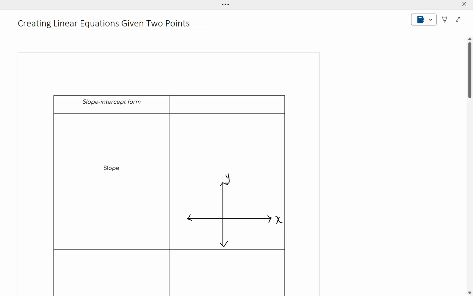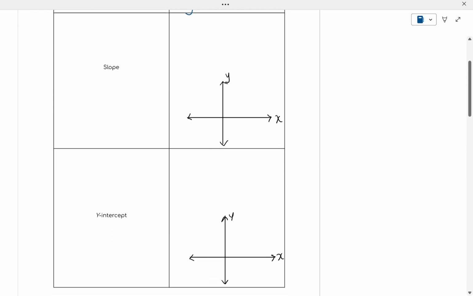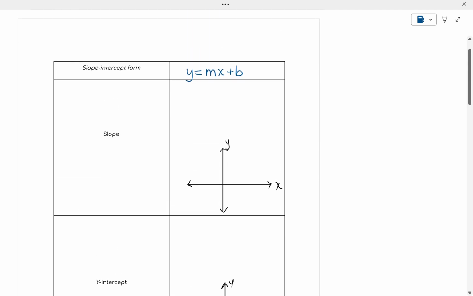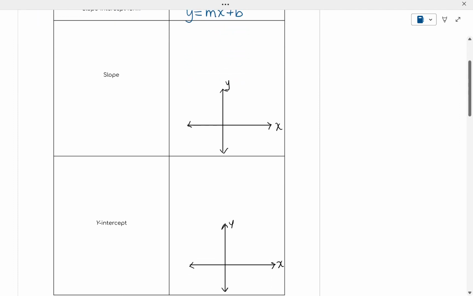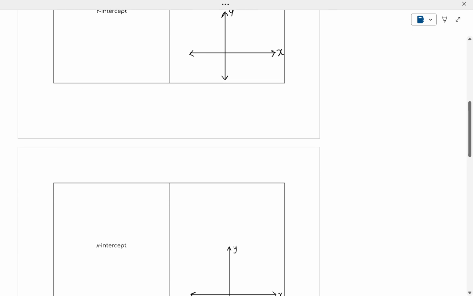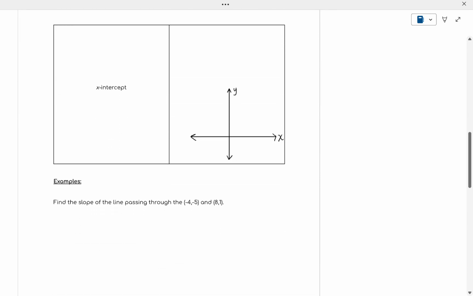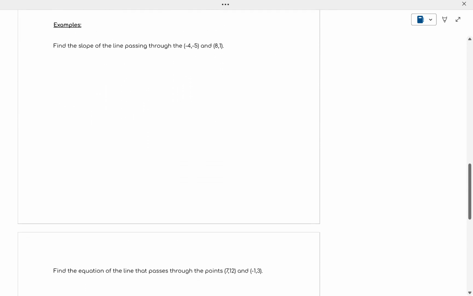Hey everyone, so in this video we're going to go over how to create linear equations given 2 points. So remember that the slope-intercept form of a linear equation is y equals mx plus b, where m is the slope and b is the y-intercept. So for this video, we're going to be breaking down a little bit more about these terms, slope, y-intercept, and then introducing the x-intercept. And then we have a few examples to go over.